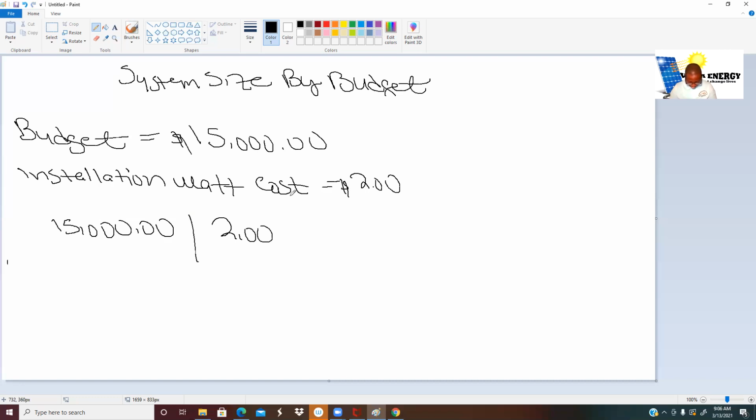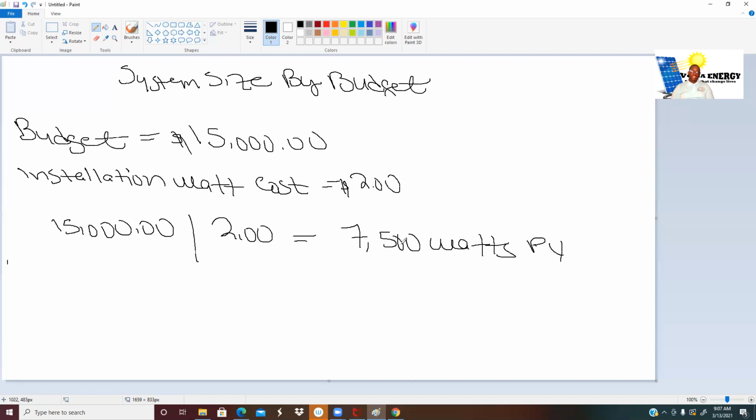Just say 15 grand divided by 2.00. So the customer PV watts will be 7,500 watts. 7,500 watts is the customer PV watts, customer watts PV. You have to use the appropriate terminologies.